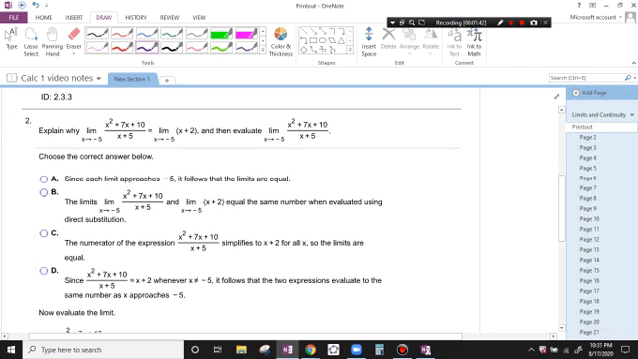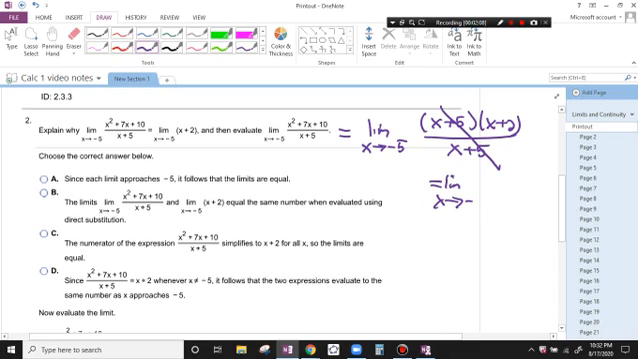Explain why the limit as x goes to -5 of this is the same as this. Well, it's just factoring, right? If you factor this thing for values of x that are near -5 but not actually equal to -5, then the factors of 10 that add up to 7 are 5 and 2, and then we're going to cancel.